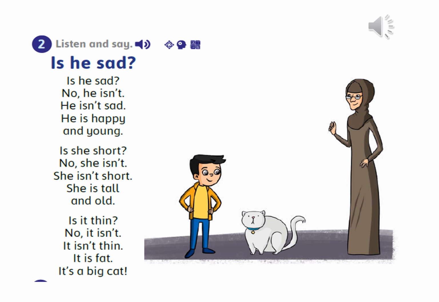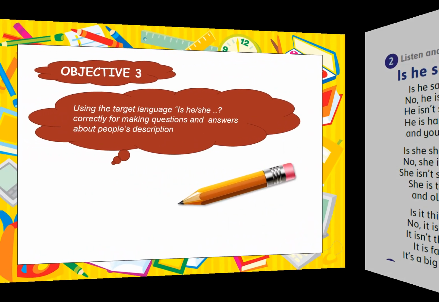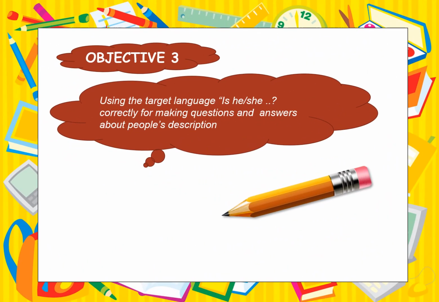Yes, very good. Now we come to objective number 3, using the target language, is he or she, correctly by making questions and answers about people's descriptions.